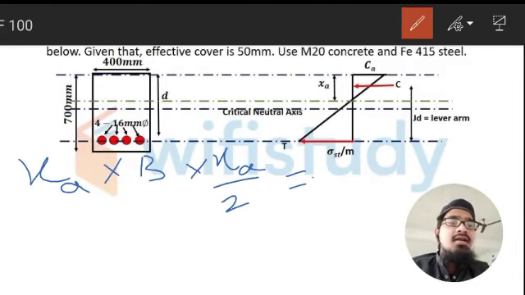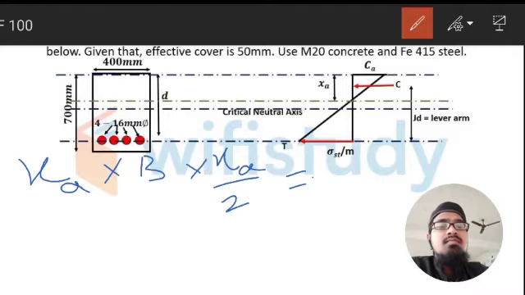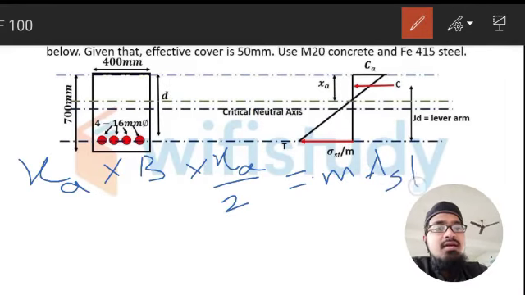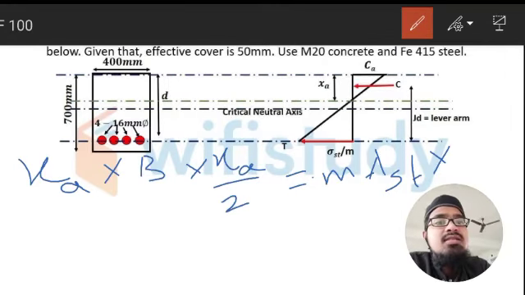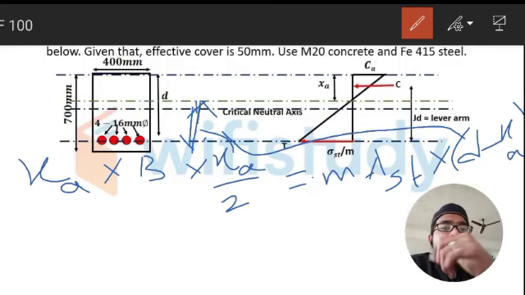The moment of area in tension is the equivalent area, M AST, into the remaining depth up to the center of gravity. So this depth, from the green line to here, is d minus xa. So this is the equation.